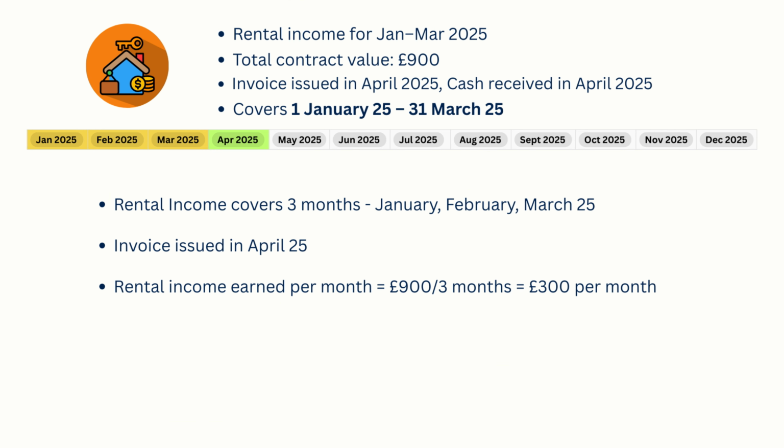Now let's look at a slightly more advanced example. We have rental income covering January, February and March. The total value is £900. The invoice and cash both happen in April. So we must spread the income across the 3 months. The income is earned evenly. £900 divided by 3 months gives £300 per month.